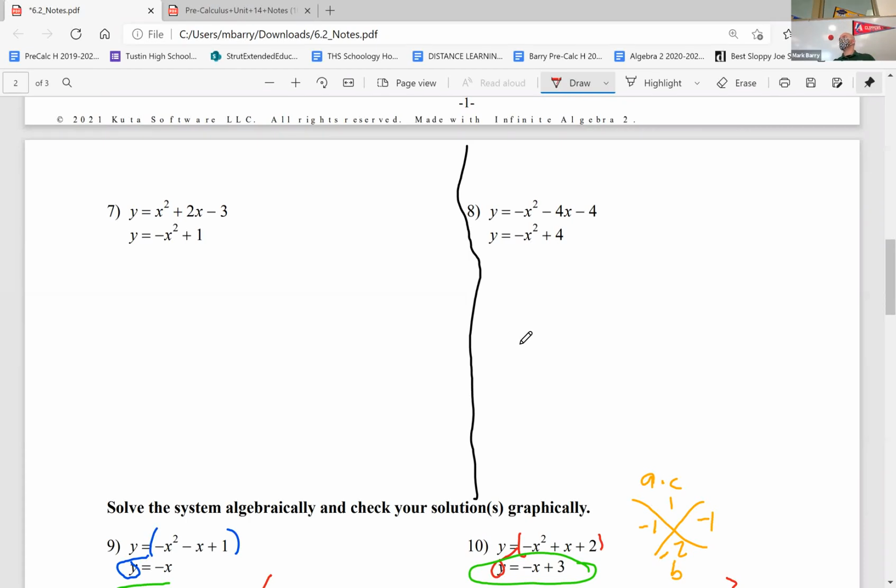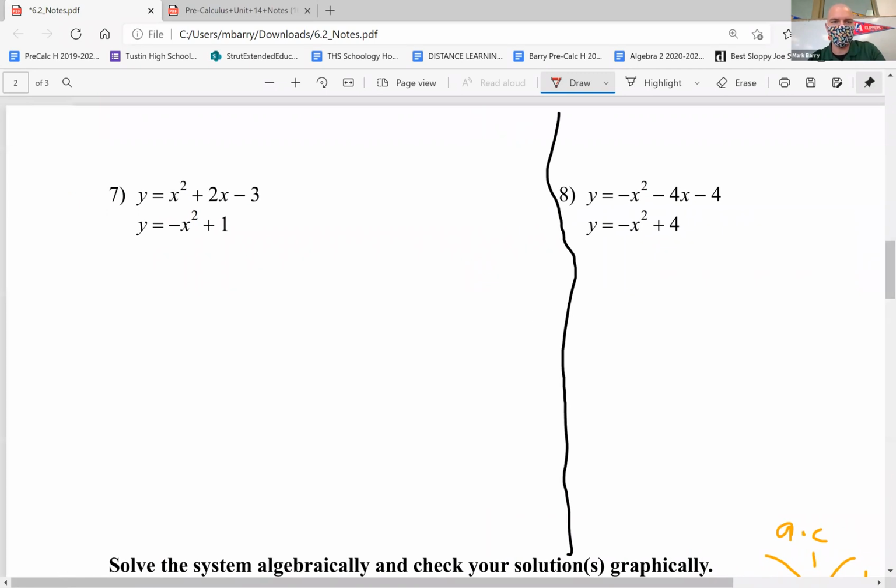All right, so let's go on with number 7 though. So what we were doing on these ones is we were using mainly substitution. So since y equals all this, I can substitute it in for y over there. So this becomes x squared plus 2x minus 3 equals negative x squared plus 1. So I substitute what y equals in one equation over to the other side.